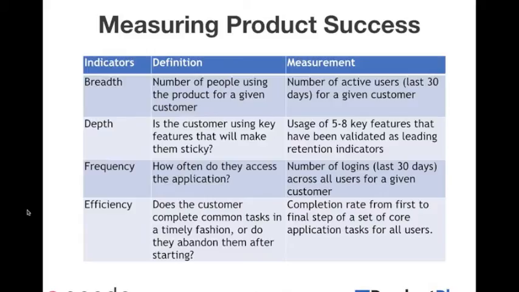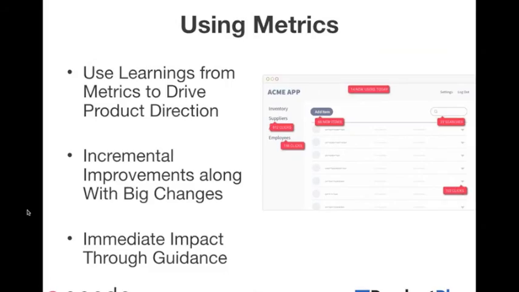We combine these four indicators, breadth, depth, frequency, and efficiency, into a product success score. We track that over time as a quantitative measurement of how successful we think our customers are in our product. That's just one example of what we think is an interesting key indicator, and something that everyone can do inside of their own product to look at how well their product is being used by their customers. The next slide is talking about using metrics.